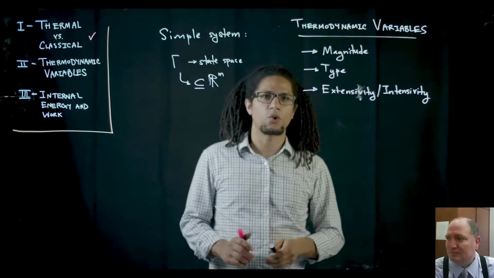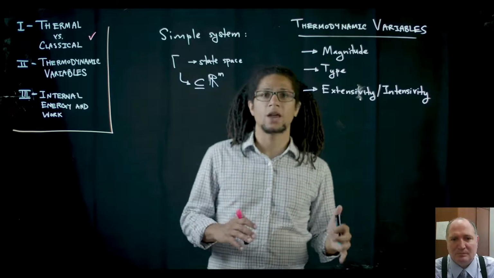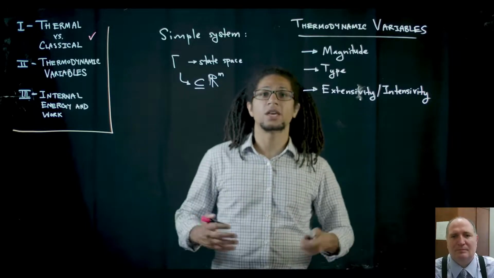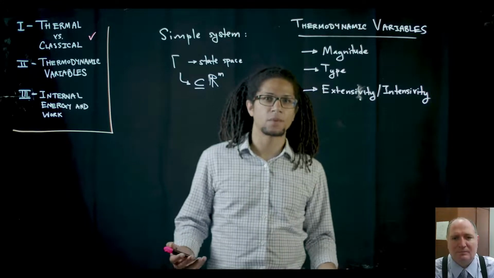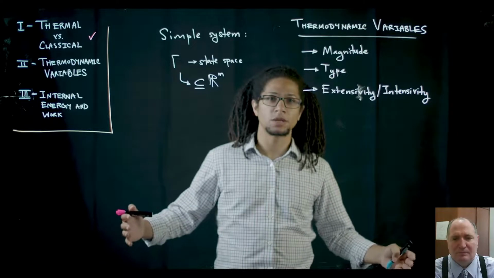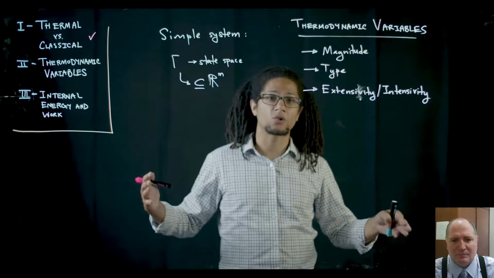An extensive quantity is one for which if we take our system and we make m copies of it, then that quantity will increase by a factor of m. An intensive quantity is one such that if we do the same operation, this quantity will not increase at all.